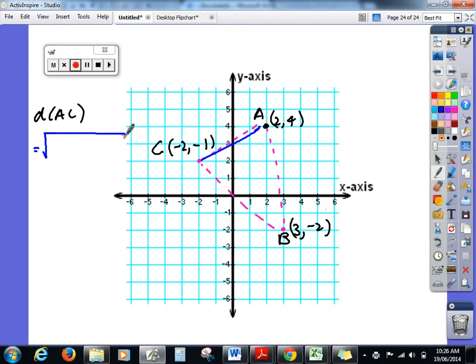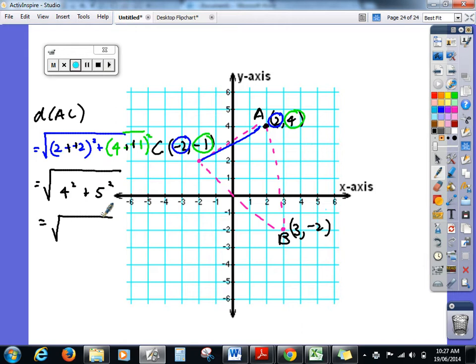And it would equal, subtract the x's. This is beginning 2 minus -2. So it's 2 minus -2, all squared, plus the second will be 4 minus -1. So it's 4 minus -1 squared. Okay? The 2 negatives in each of these brackets become pluses. So the next line will be the square root of 4 squared plus 5 squared, which is root 16 plus 25, which is root 41. So this length here is square root of 41.